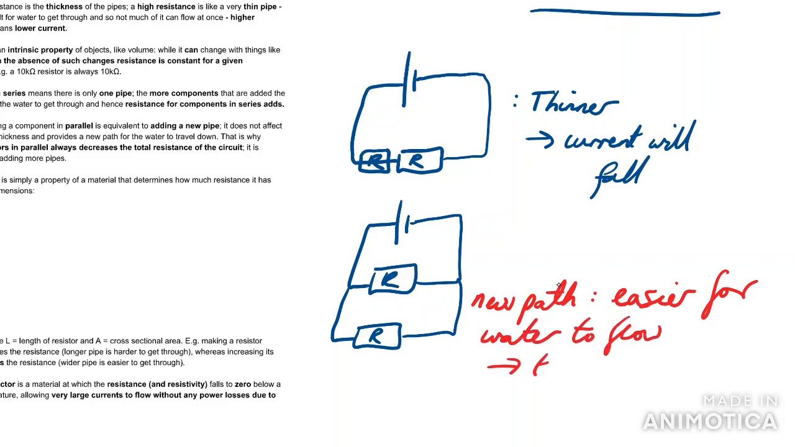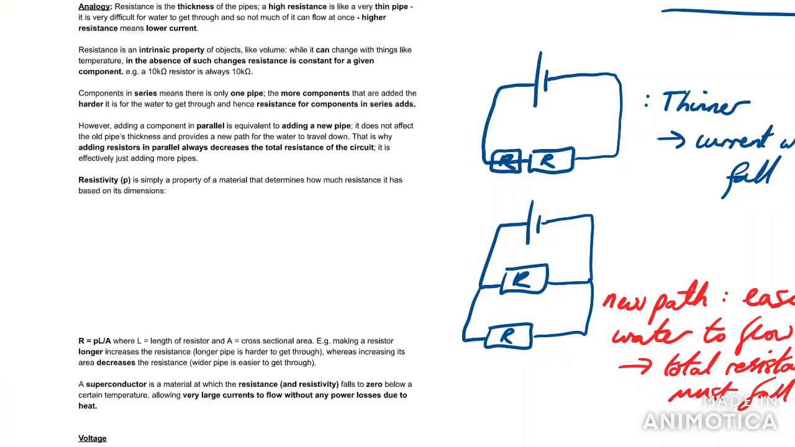And so total resistance must fall, which explains sort of intuitively why, if you ever add a component in parallel, you will always decrease the total resistance of the circuit. Now, we'll look at that in more detail, but it's just useful to have a general idea of why it is when you add these components in parallel that resistance tends to fall.